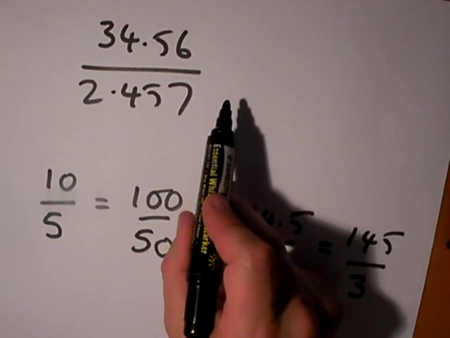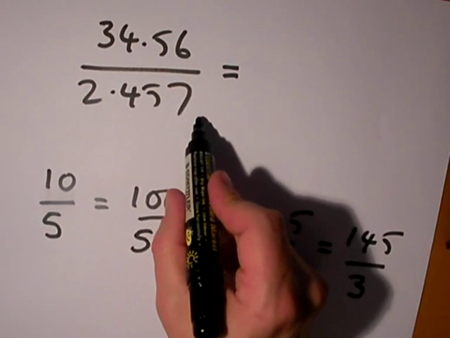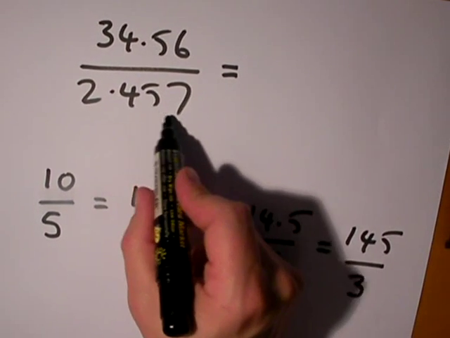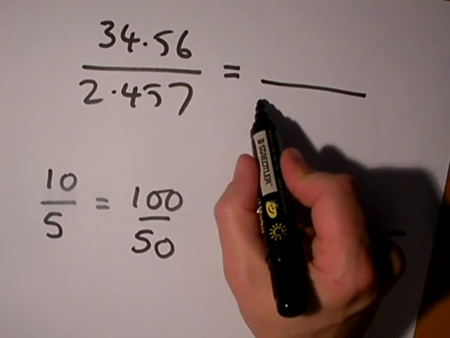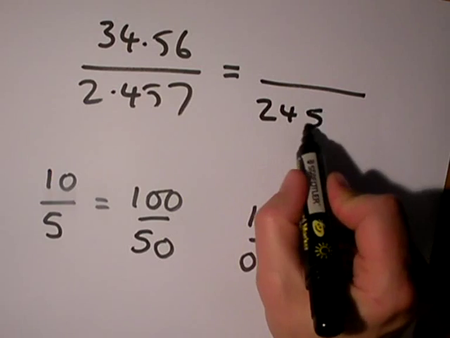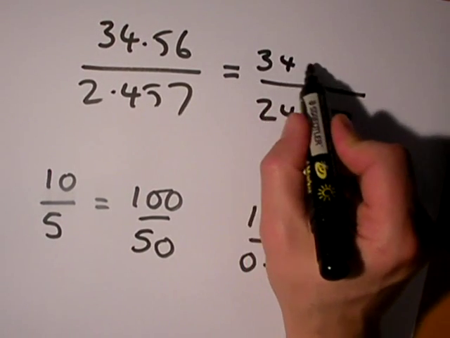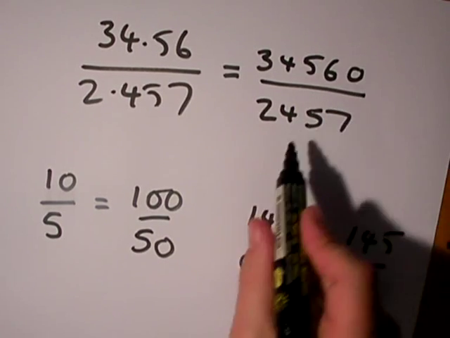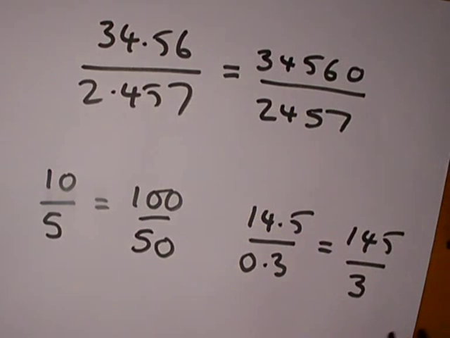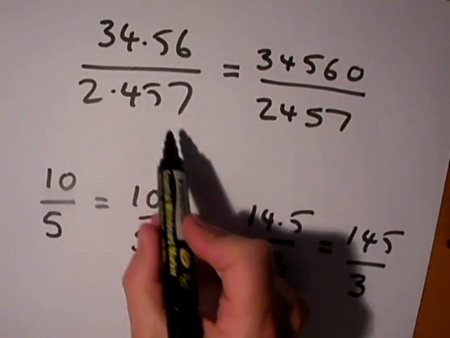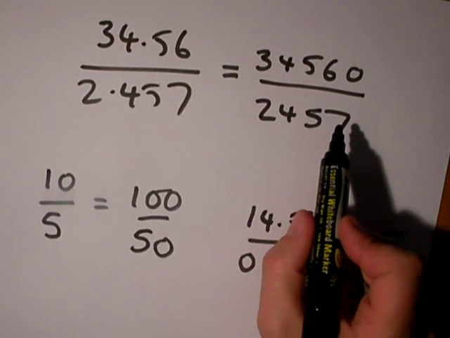So if I was presented with this question, then the first thing I do is multiply by 1,000 to get rid of the decimal point, if you like, from this bottom number. If I multiply by 1,000, I would end up with 2457, and if I multiply the top by 1,000, I would end up with 34560. Okay. Now the answer to this question is exactly the same as the answer to this question, but I don't have to worry about any decimals, so this is the one that I'm going to have a go at.